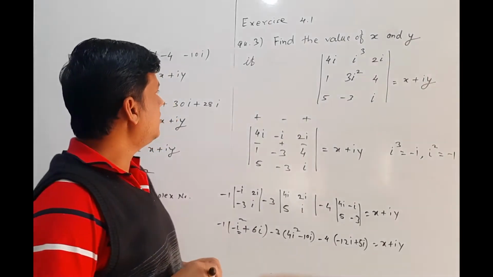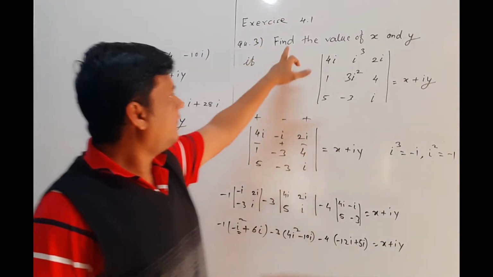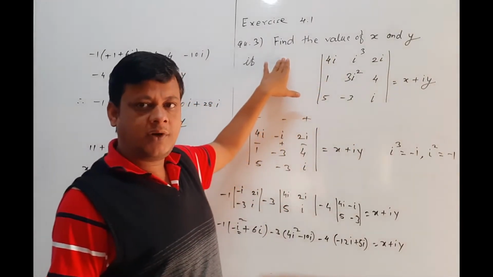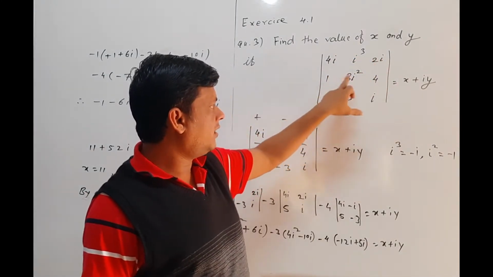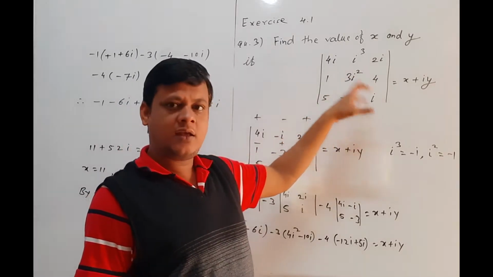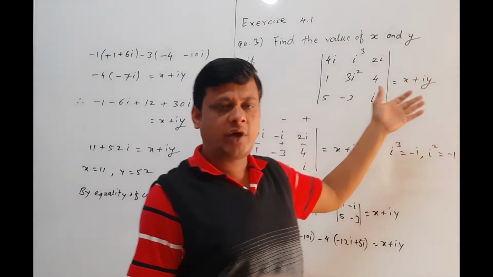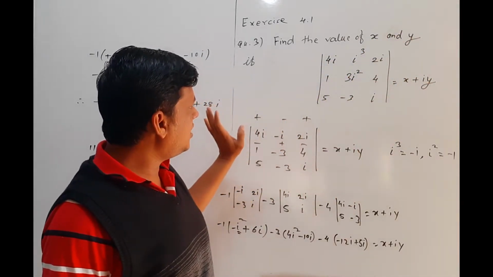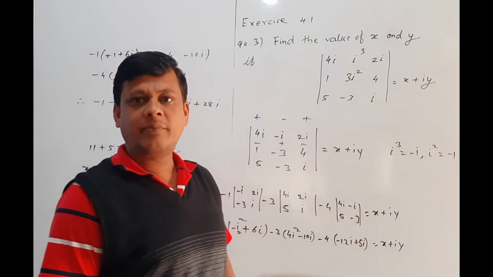Now see the next question from exercise 4.1, question number 3. Find the value of x and y if the determinant with first row 4i, i³, 2i, second row 1, 3i², 4, third row 5, minus 3, i, has value x plus iy. Here the condition is i² is minus 1, that means i is the imaginary unit.